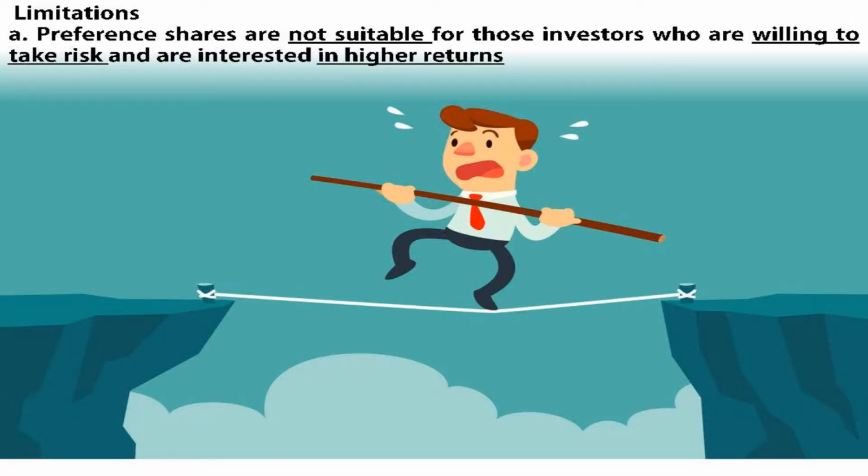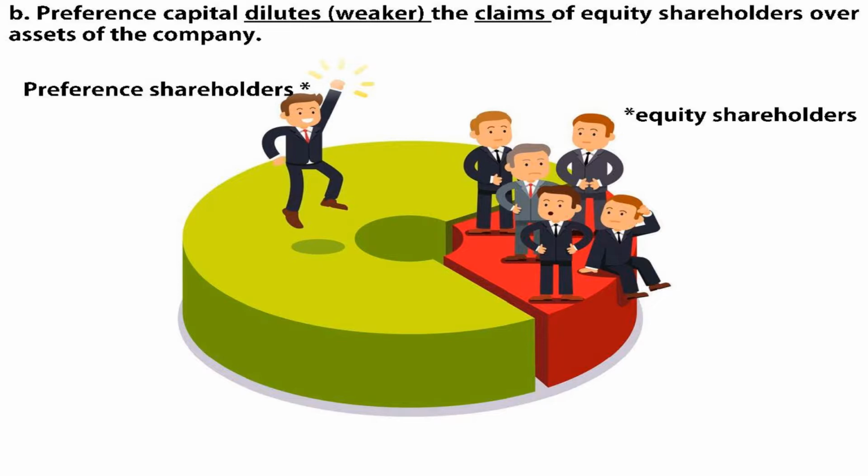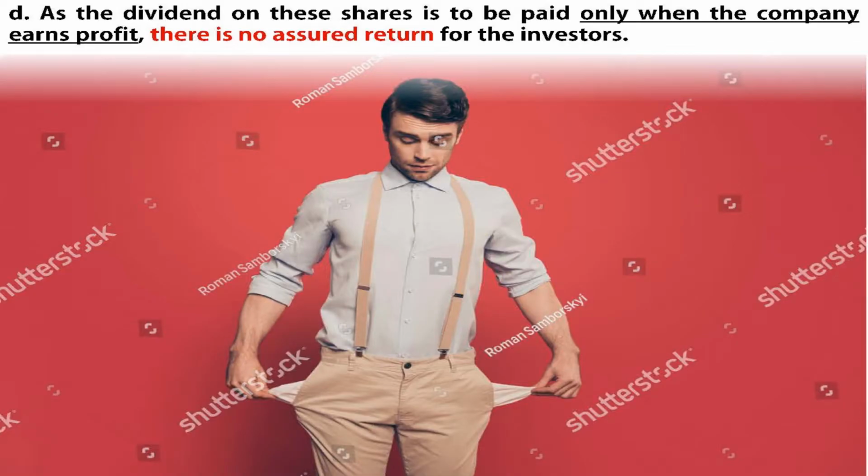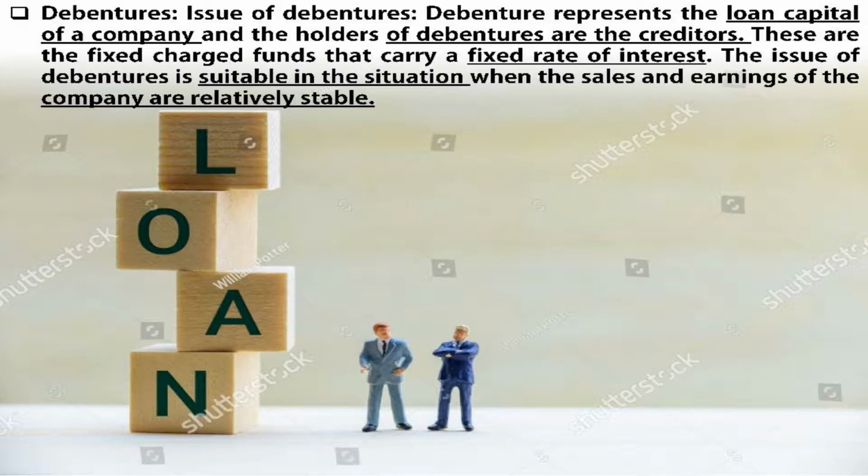Limitation: preference shares are not suitable for those investors who are willing to take risk and are interested in higher return. Preference capital dilutes or weakens the claim of equity shareholders over the asset of the company. The rate of dividend on preference shares is generally higher than the rate of interest on debentures. As the dividend on these shares is to be paid only when the company earns profit, there is no assured return for the investors. Debentures.